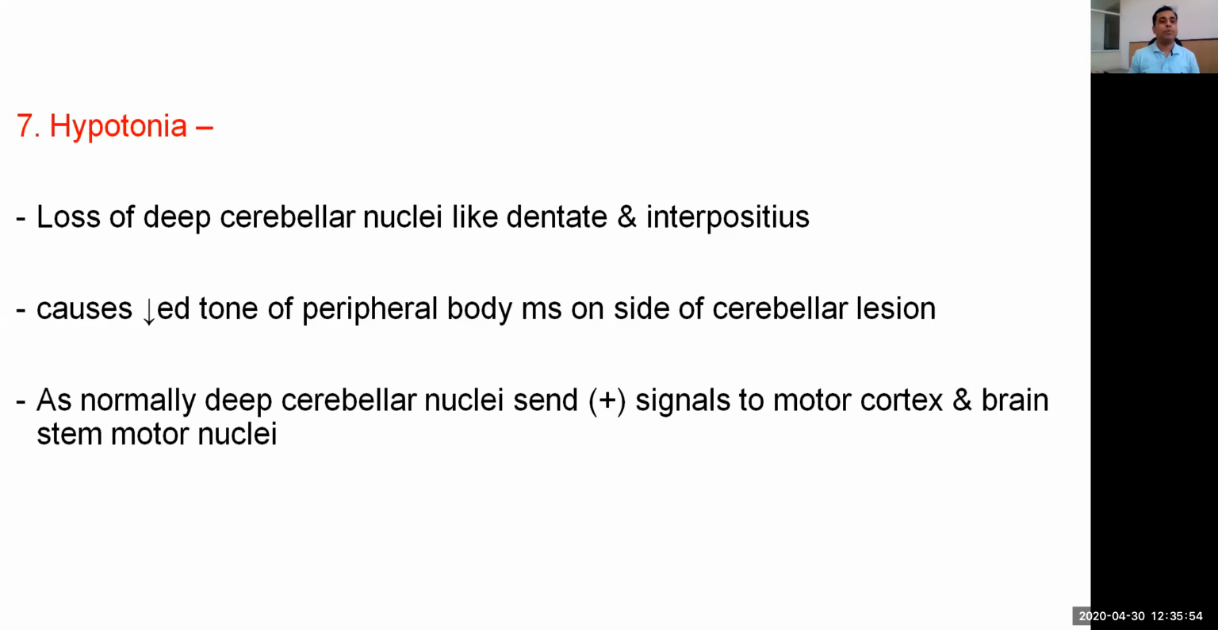Last is hypotonia. Loss of deep cerebellar nuclei like the dentate and interpositus causes decreased tone of the peripheral body muscles on the side of the cerebellar lesion, as normally the deep cerebellar nuclei send facilitatory signals to the motor cortex and brainstem motor nuclei.